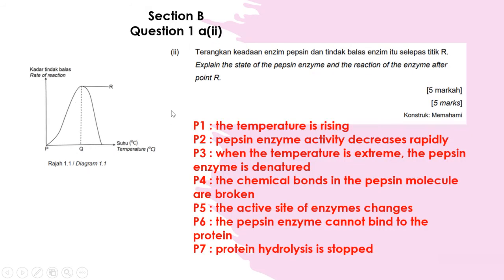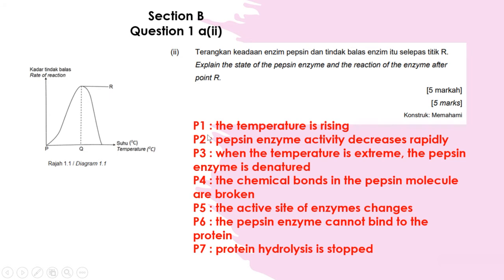Now let's go to question 1A2. Explain the state of pepsin enzyme and the reaction of the enzyme after point R. Underline state, the pepsin enzyme. You have to explain about the state of the pepsin enzyme, and also the reaction of the enzyme after point R. So what happened? You have to explain the state of the enzyme and also the reaction of the enzyme.